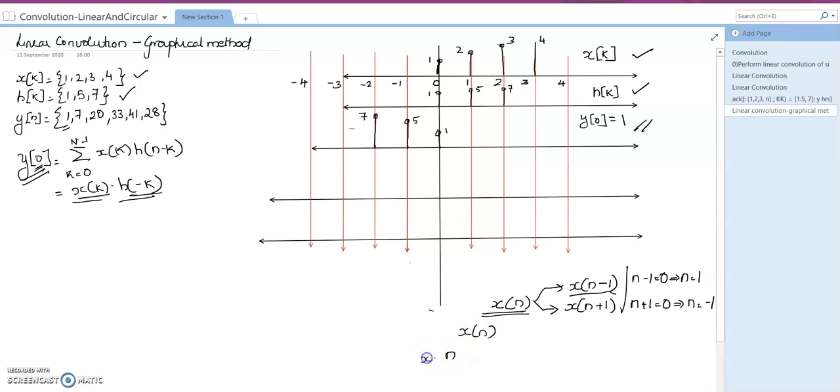minus 1 can be treated as a shift to right, and x of n plus 1 can be treated as a shift to left. This is a point that I want to convey.